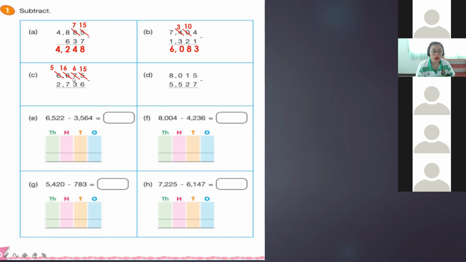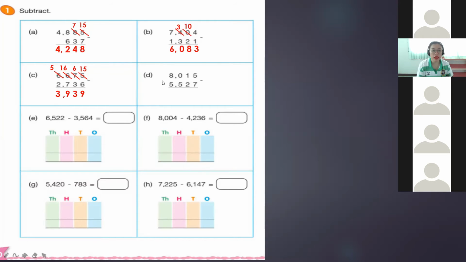Okay, and in here, 6 is smaller than 7. So we have to borrow from 6. So 6 becomes 5 and 6 becomes 16. So let's subtract. 15 minus 6 is equal to 9. 6 minus 3 is 3. 16 minus 7 is 9 and 5 minus 2 is 3. So the answer in letter C is 3,939. Okay, so let's proceed to letter D.